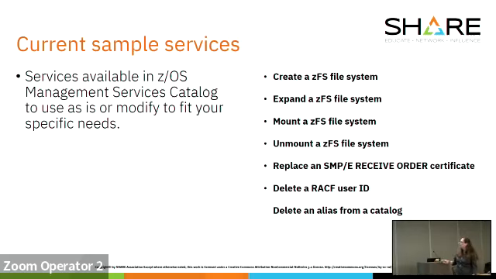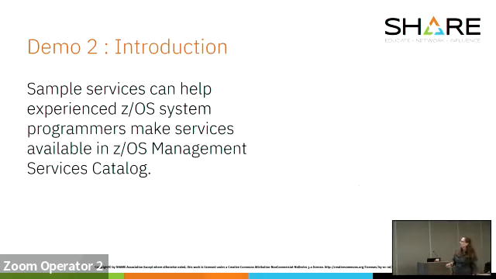There's a lot around ZFS. Replace the SMP receive order certificate, because that thing expires every 12 months. Okay, we got that one in there. Delete a RACF user ID. Yeah, that's my pet peeve. Ed was one of our early users. So delete a RACF user ID and delete an alias from a catalog. Those are the kind of sample services that we have, and you can model after these. You can change them for your own needs. You can do whatever you want with these sample services. So let's get into the second introduction.